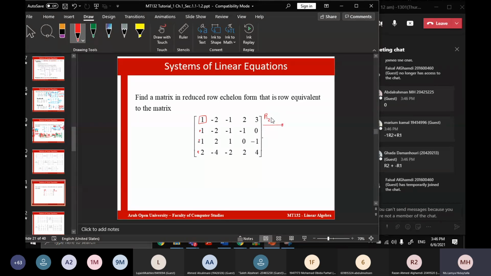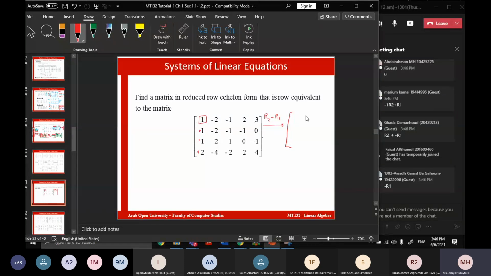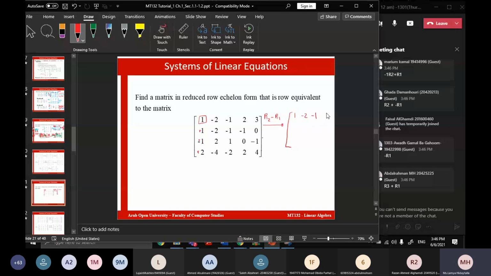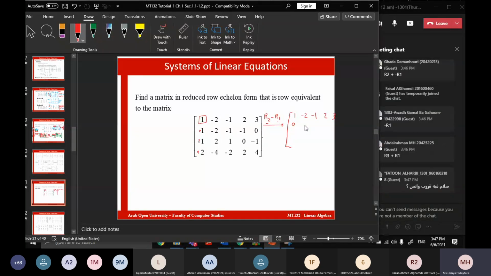Minus R1. Yes, exactly. Minus R1. Okay, let's start writing the matrix. The first row I will write as it is, I'm not going to change it: 1, minus 2, minus 1, and then 2 and then 3. We are subtracting R2 minus R1. So what are we getting? 1 minus 1, 0. Minus 2 minus minus 2, 0. Minus 1 minus minus 1, 0. Minus 1 minus 2 is minus 3, correct? 0, 0, 0, minus 3, minus 3.